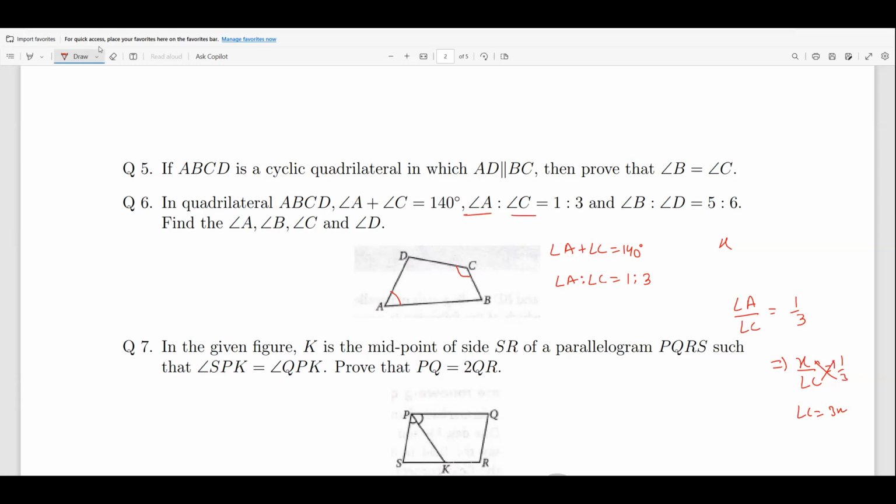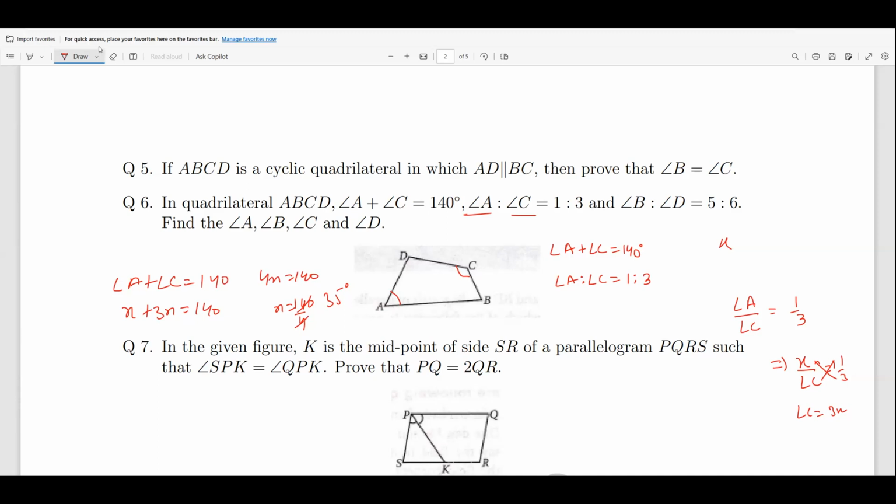Now you know that angle A plus angle C should be equal to 140. It is given. Right? x plus 3x is equal to 140 degrees. Then you will get 4x is equal to 140 degrees. Then x will be equal to 140 divided by 4. You calculate it, you will get 35 degrees. Got it?